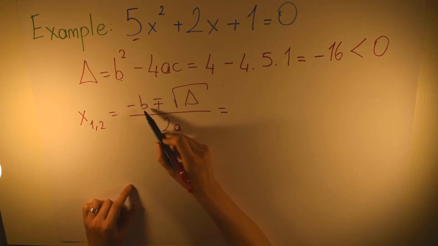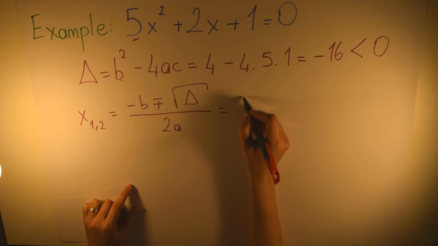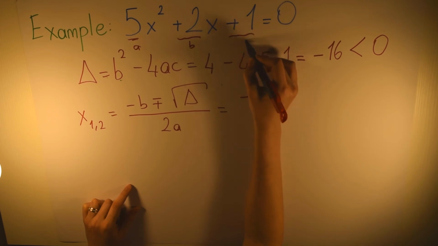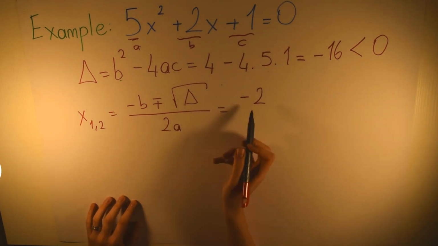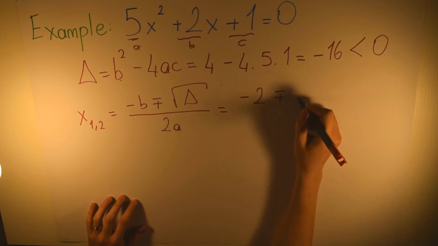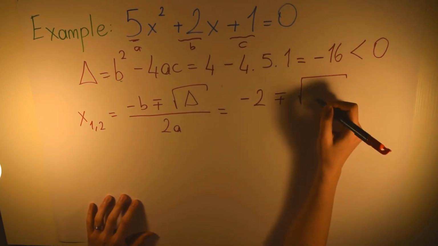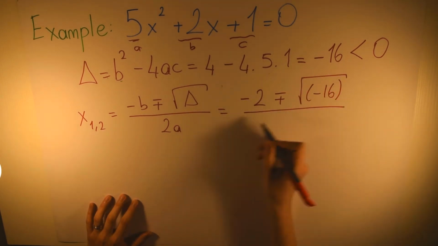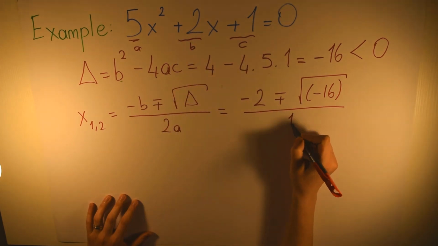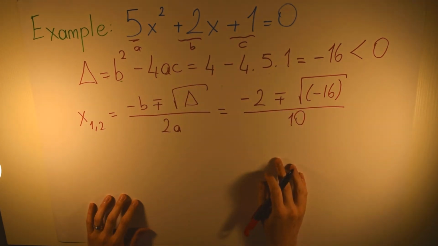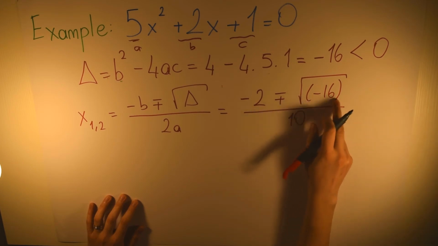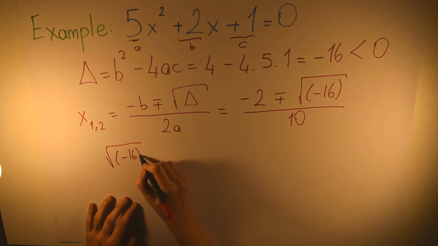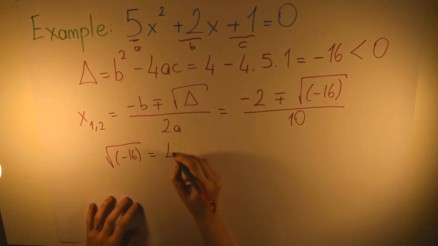Same, so minus b, it's minus 2. This is our b, this is our a, and this is our c, don't forget. So it's minus 2 plus minus square root of minus 16 over 2a. A is 5, so 2a is 10. So in this case, we should write square root of minus 16 as 4i.